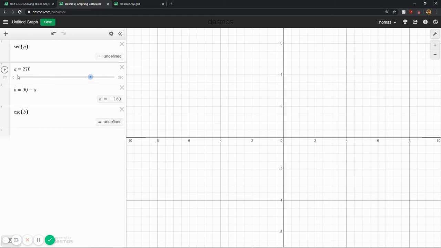Now notice how I set this for secant and cosecant. These are functions we haven't talked about yet, but they have domain restrictions. Cosecant has a domain restriction at 180 degrees, and we'll talk all about that later, but the reason for that is that the sine of 180 degrees is 0. And then you'd have 1 divided by 0, and that's undefined.